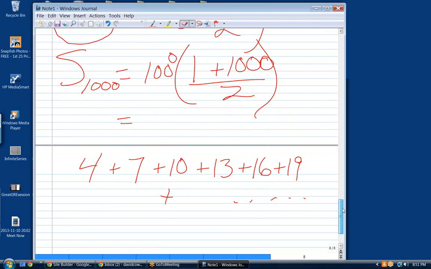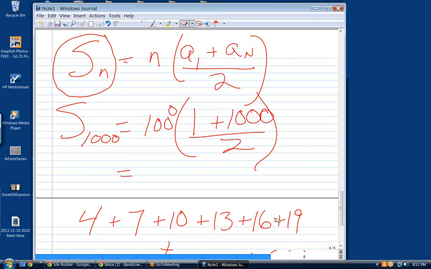So then you would do S30 equals 30 times 4 plus 30 over 2. Hold on a second. What is the 30th term going to be? It's not going to be 30. In other words, we need A sub 30.